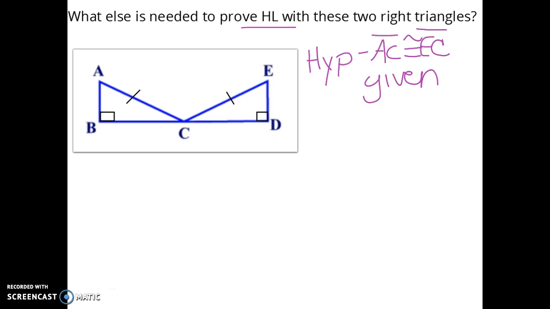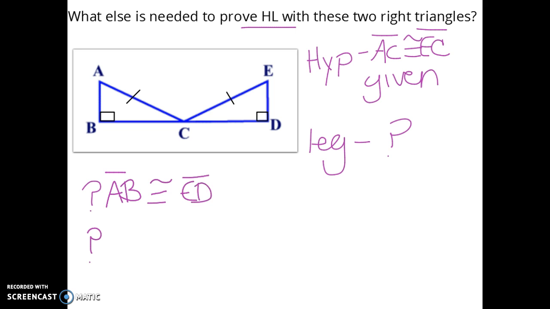What else do I need to know? Well, we're missing the leg. We don't know if the legs are equal. We don't know if this leg is equal to this leg. There's no indication. We don't know if this leg is equal to this leg. There's no indication. So we need to know if a leg is equal to another. Is segment AB congruent to segment ED? We don't know. Is segment BC congruent to segment CD? We don't know.